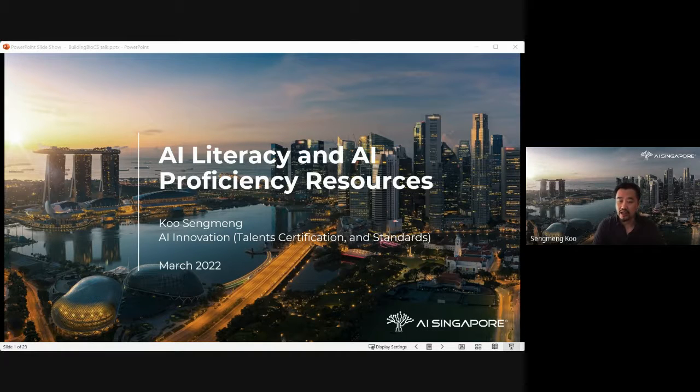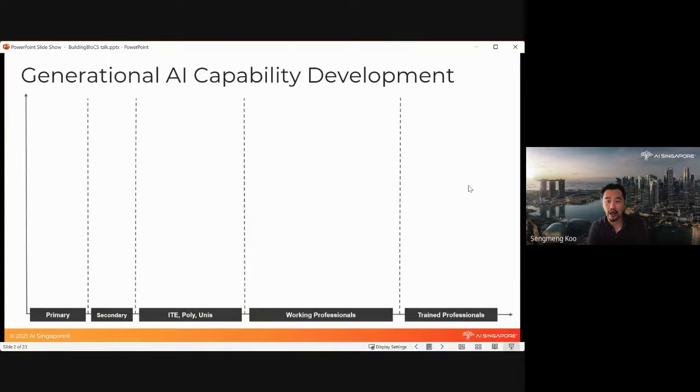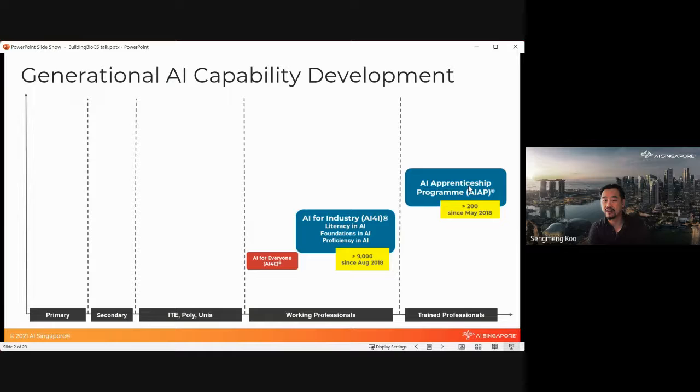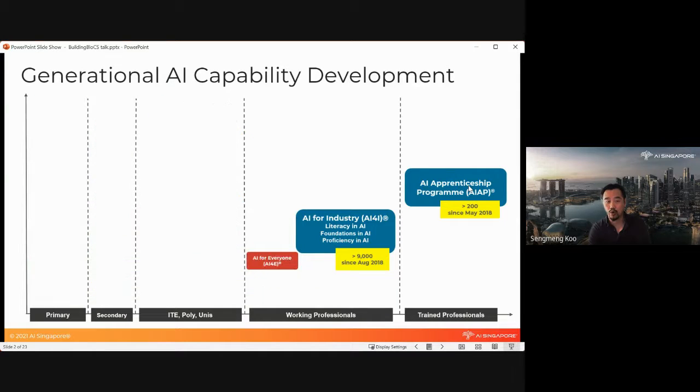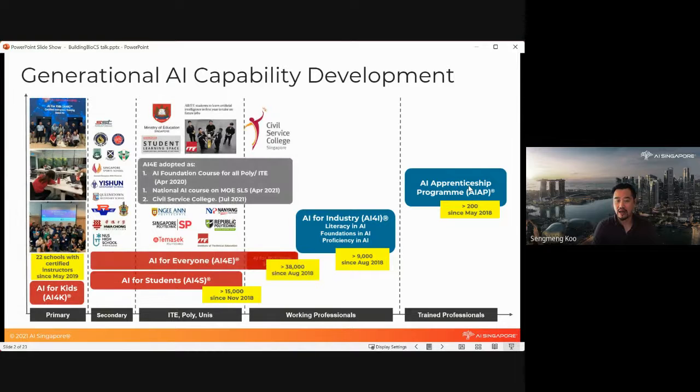So I'm Seng Meng, and I'm part of the AI innovation pillar within AI Singapore. And the areas that I helm are talent certification as well as the standards program. So to give a breadth very quickly, we are looking at grouping AI literacy and proficiency. It's really divided into two areas. You have the blue portion, which is the industry-specific portion, the AI apprenticeship program. We started out like this first. Then as we developed more programs, AI for Everyone, AI for Students and AI for Kids became anchor programs.